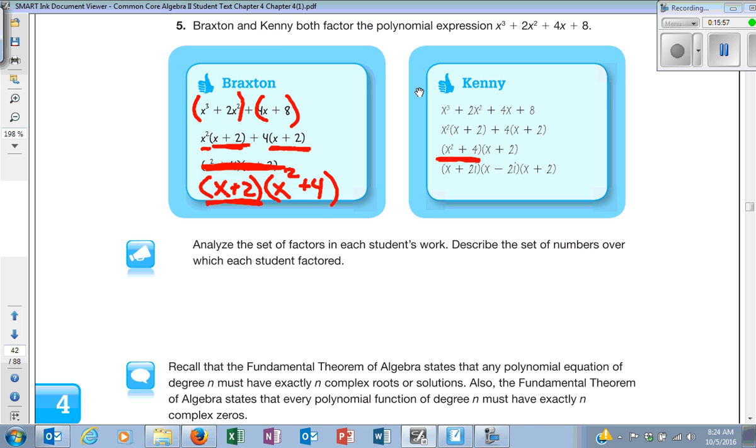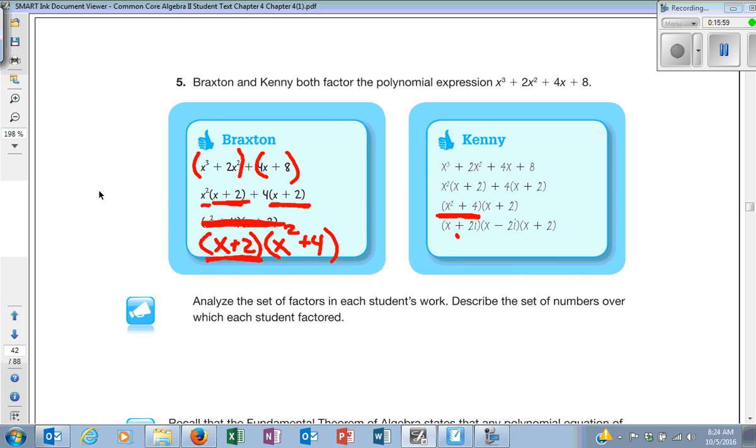Here's what I want to show you. Remember, these are called factors, and factors help me find my roots. Roots are when these bubbles equal what? 0. So couldn't I take x squared plus 4 and set it equal to 0?